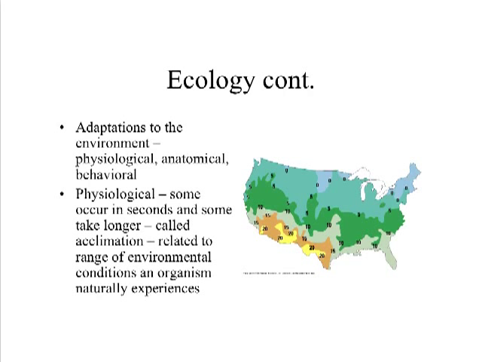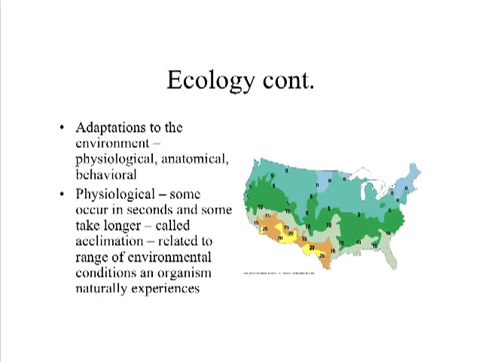And there's 3 levels of adaptation. We have physiological, anatomical, and behavioral adaptations. Physiological adaptations are any adaptations that occur in the organism's body to help it survive in their environment. So some occur in seconds and some take longer.